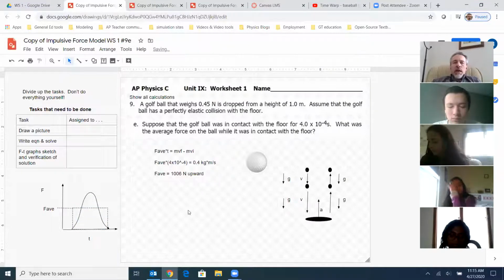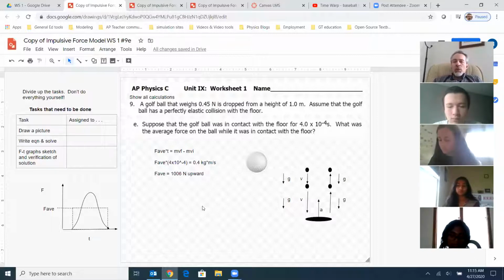I took the average force times the time they give me, and that's equal to the impulse I just found of 0.4. I solved it and got 1,006 newtons, and this time I was smart enough to include the direction. It's upward. So any questions on that? Are you guys good with that? Thumbs up if you're okay. Yeah, okay. All right, so we're done with that worksheet.